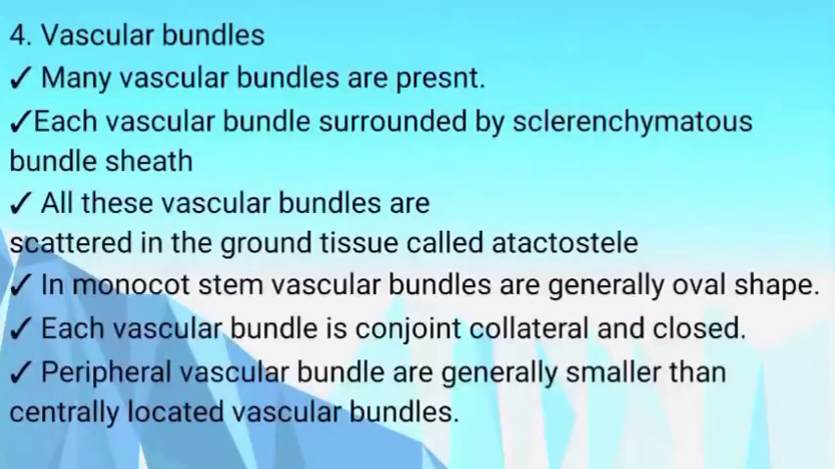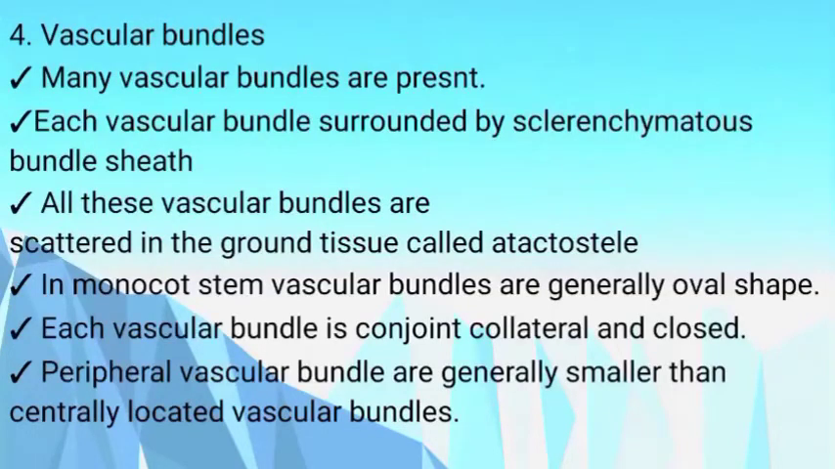Fourth one, vascular bundles. Many vascular bundles are present in the monocot stem. Each vascular bundle is surrounded by a sclerenchymatous bundle sheath. All these vascular bundles are arranged in a scattered manner in the ground tissue. That's why this type of arrangement of vascular bundles is called atactostele. In the monocot stem, vascular bundles are generally oval in shape.